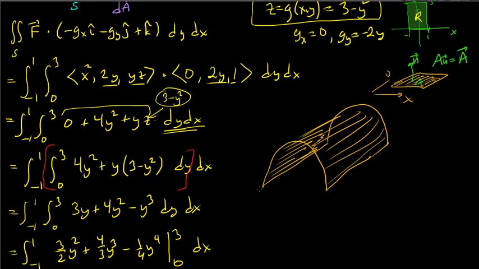And again, this is over the rectangle R, the region R here. It doesn't include the bottom. So this is not a closed surface. We're not including the bottom of the cylinder here, so this is an open surface.